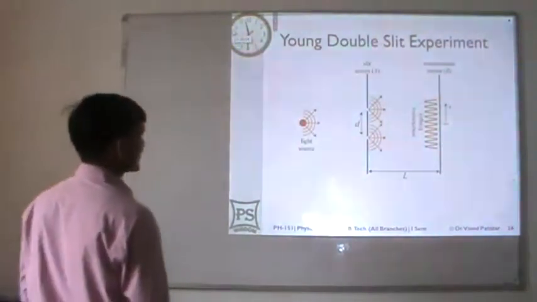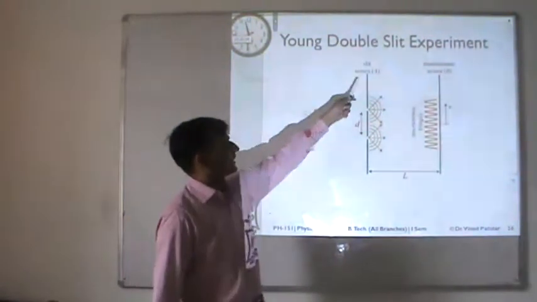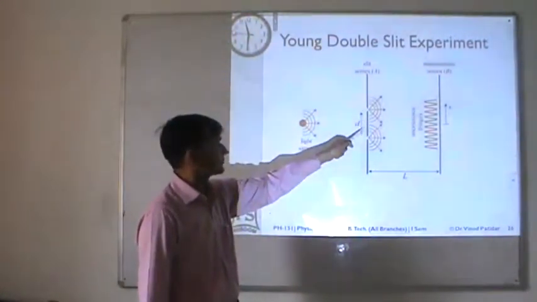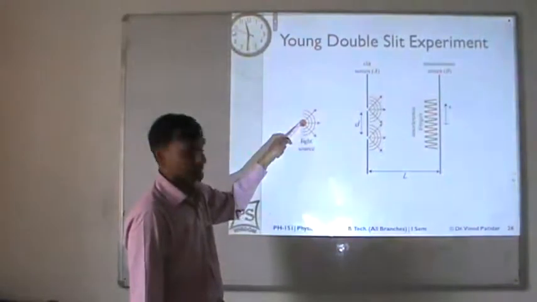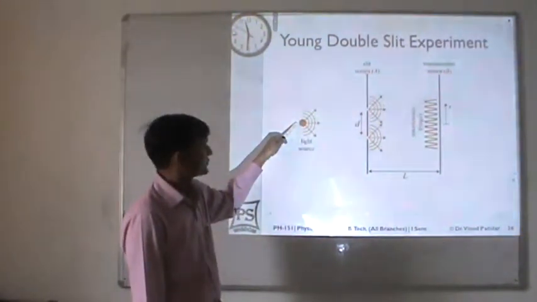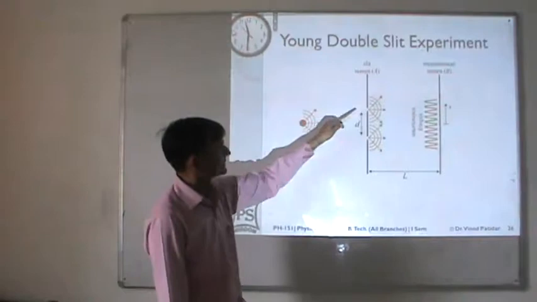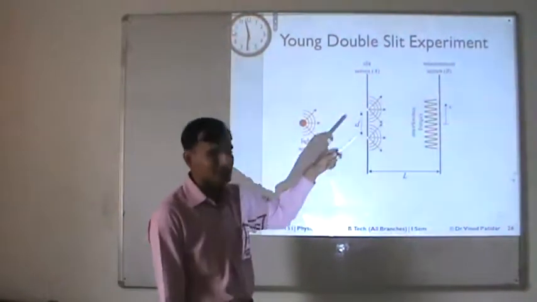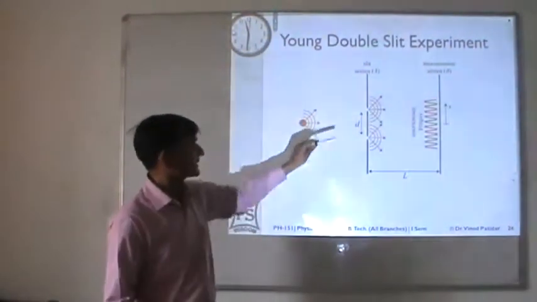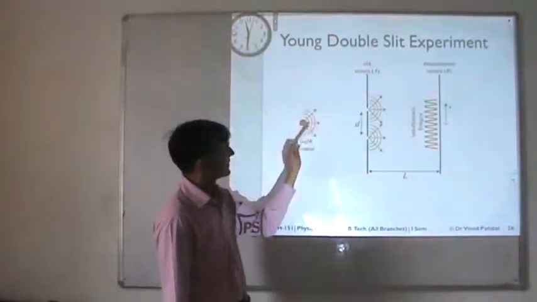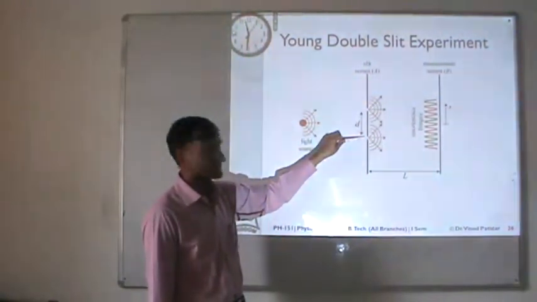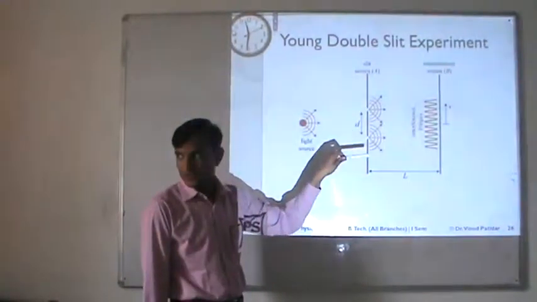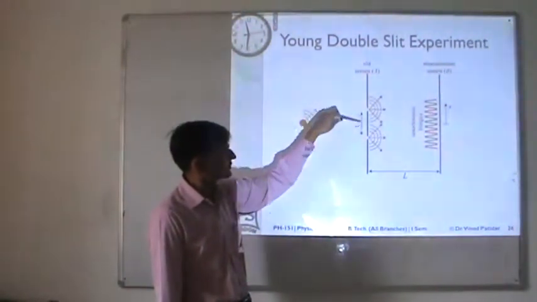Now in this experiment, we have a light source and a double slit arrangement, slit S1 and slit S2. The light emitted is a monochromatic light source basically. It passes through the double slit arrangement. These two openings are very narrow and the distance between them is also very small. So what happens when the light passes through these two points? They behave like coherent sources of light.